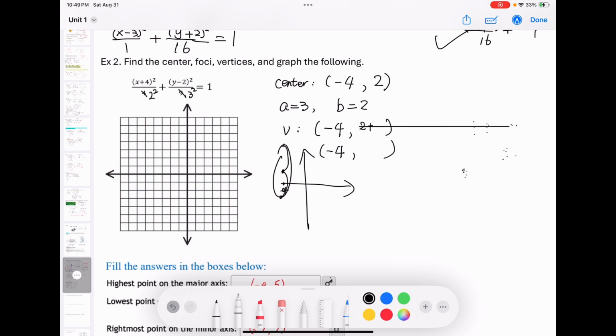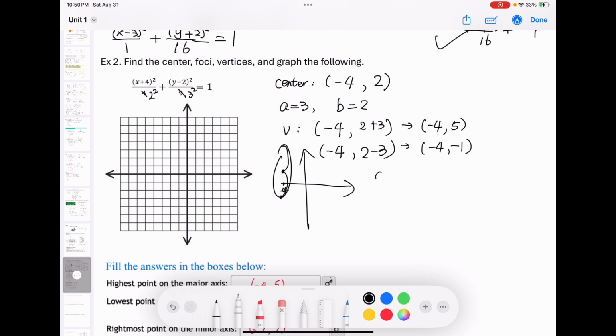So 2 plus a. Remember that a, b, c are all positive. That's plus 3. And then 2 minus 3, because I need to go down 3 units. So how about the co-vertices? Oh, I didn't simplify this. Let's simplify the points. It is negative 4, comma 5, and then negative 4, comma negative 1.